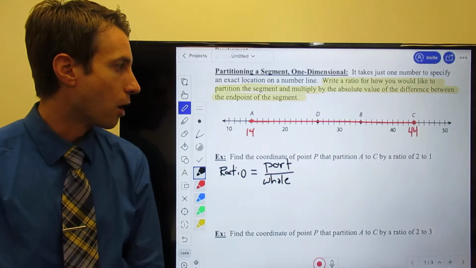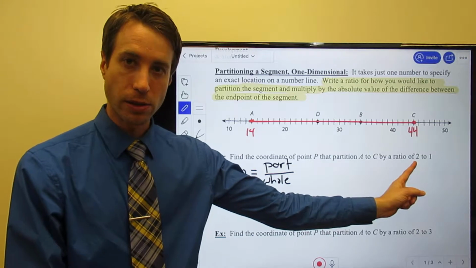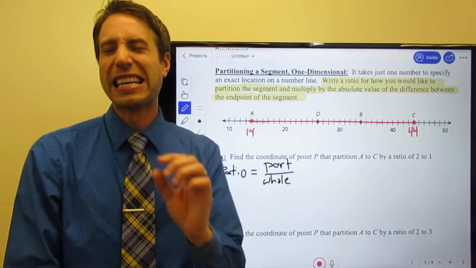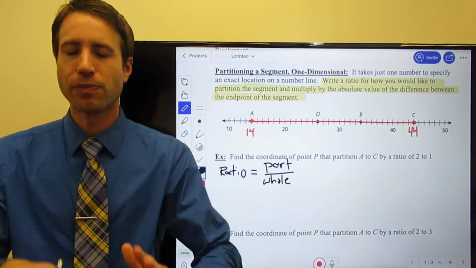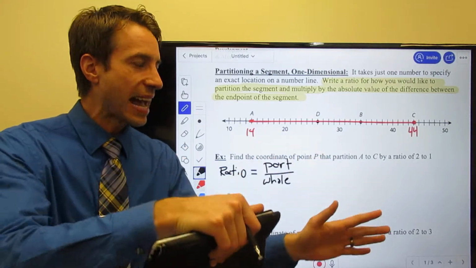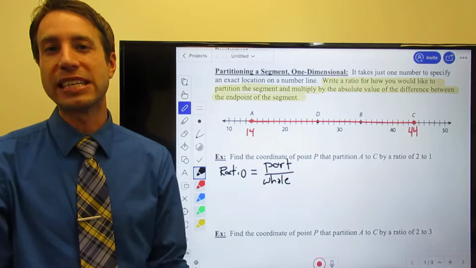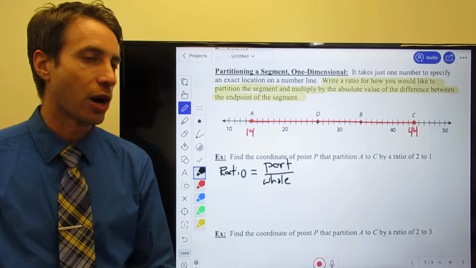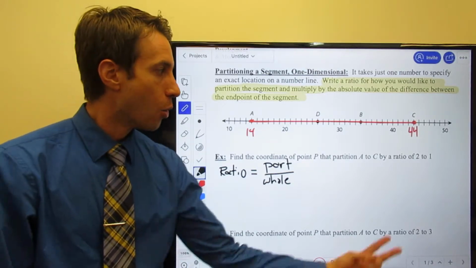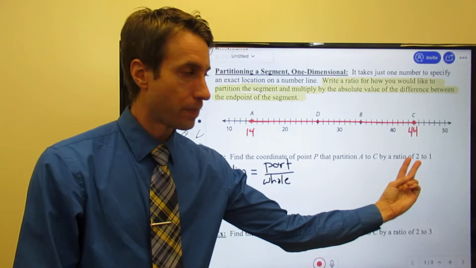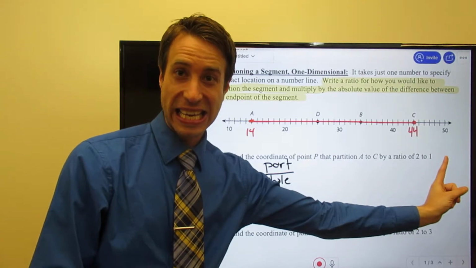Okay, well, here we go. I want 2 parts to 1. Now, hang on a second. I know that that seems careful. The way that I have it written, we now need to write it as a ratio. How many parts are there? Well, there's 2 parts here, 1 part here.